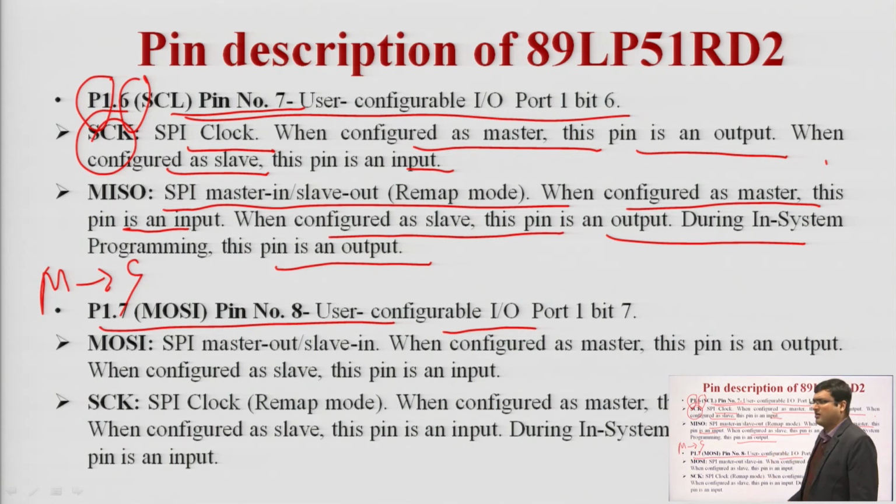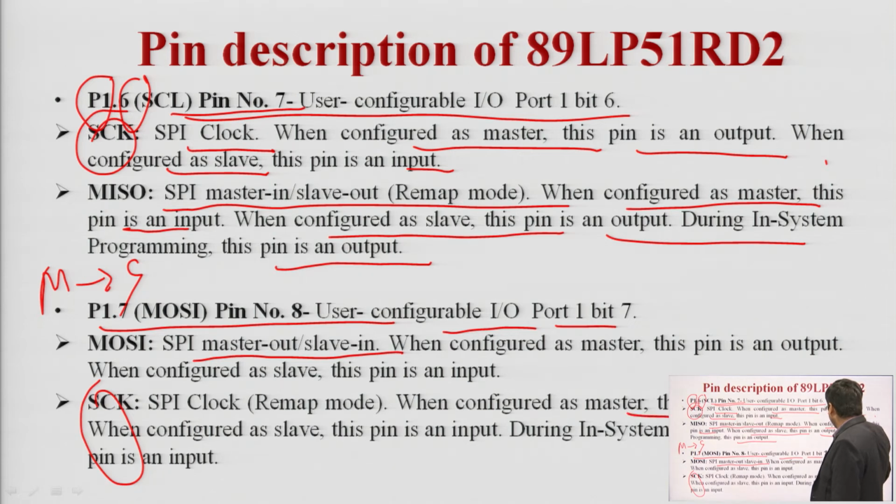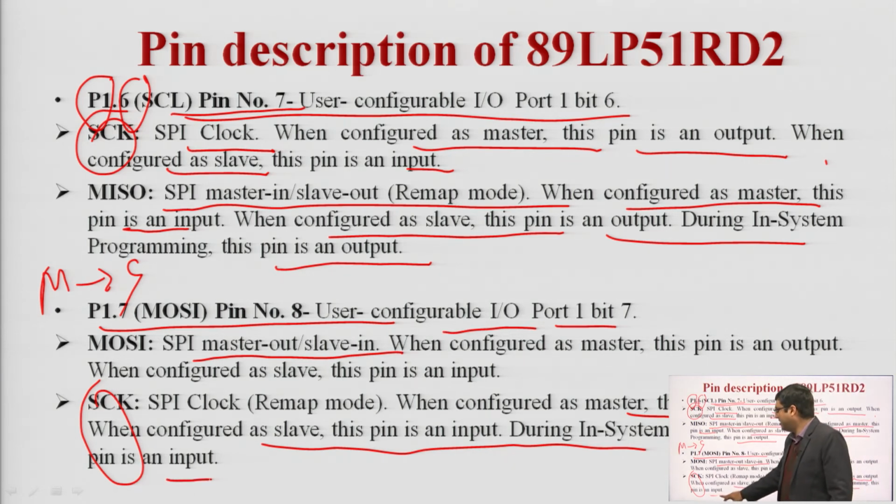It can be configured by the user in ADC or DAC mode. That is pin port 1 bit 7. MOSI is basically SPI master out slave in. As we have discussed, when the slave is configured, this pin is an input. And the system clock, when configured as master, this pin is an input, and when configured as slave, this pin is an output. And during in-system programming, this pin works as an input mode.